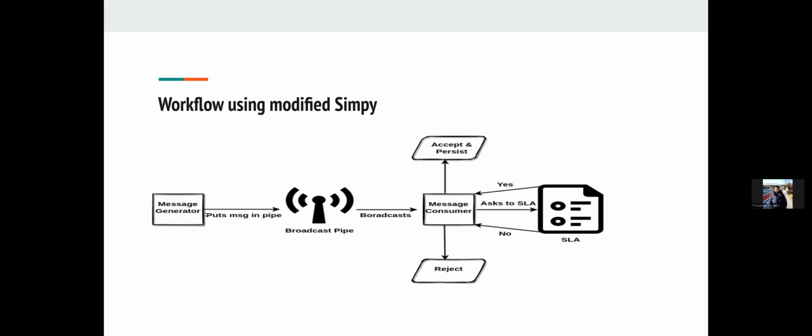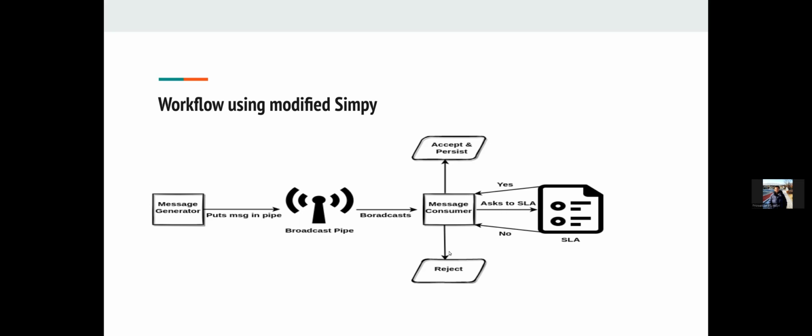So after making a synchronization request, the requested replica puts this message in the broadcast pipe. After that, the broadcast pipe broadcasts the message, I mean the synchronization request. Then the message consumer, which is the requestee replica, receives the message from the broadcast pipe, and then they consult with the service level agreement. If the service level agreement says yes, then the requestee replica accepts and persists the synchronization request. But if the service level agreement says no, then the requestee replica rejects the request.